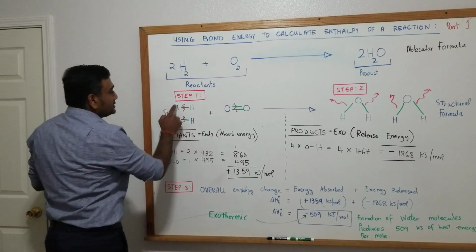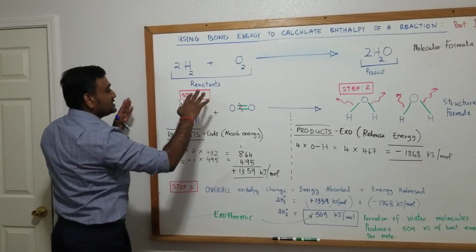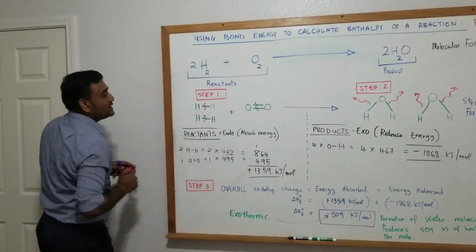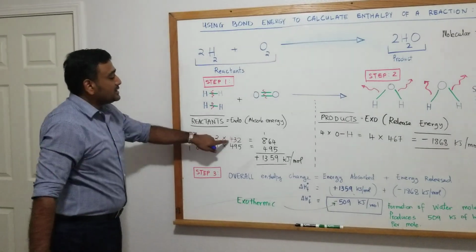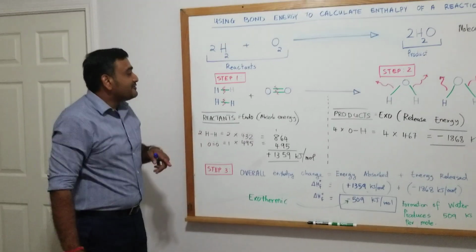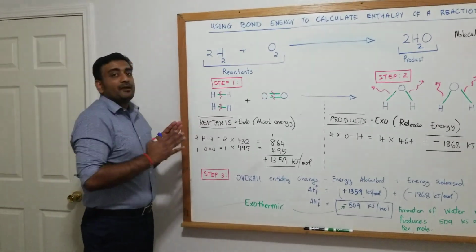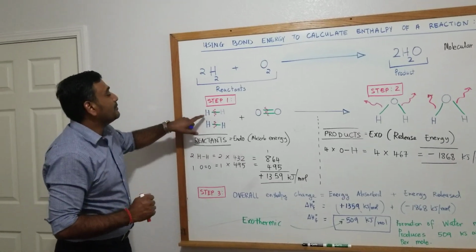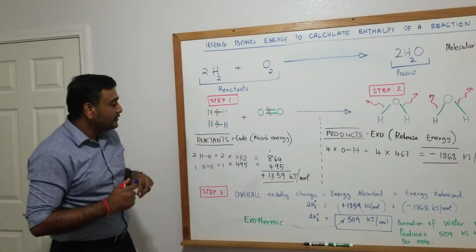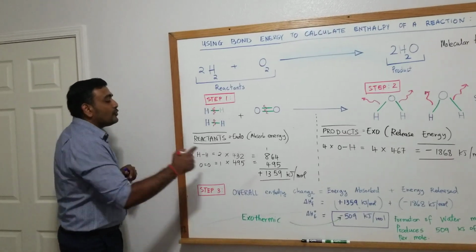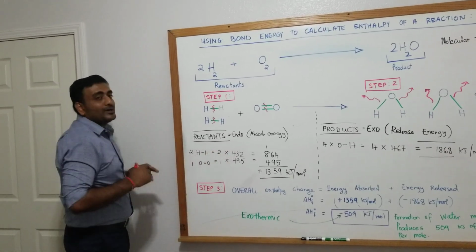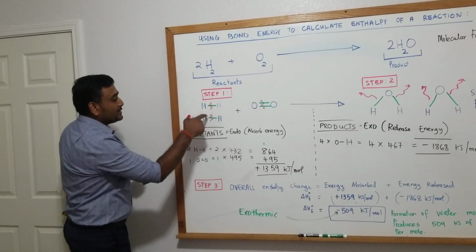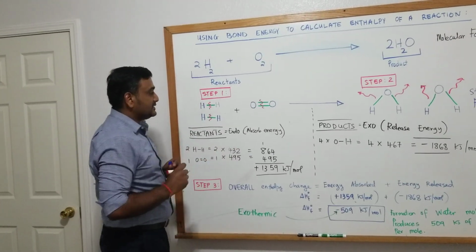So there are two molecules, so we'll calculate the amount of heat energy that it absorbs. I have placed 2 multiplied by 432. This 432 is an average bond energy, average bond enthalpy. That is the amount of energy held inside a hydrogen to hydrogen covalent bond. These values are all established. So 432 multiplied by 2 for hydrogen to hydrogen gives me 864.